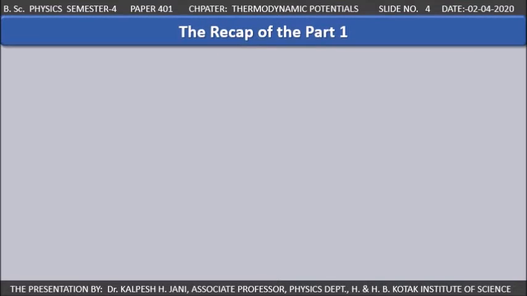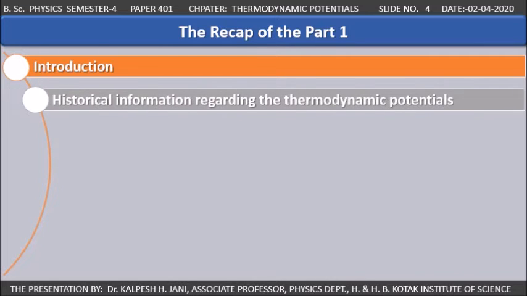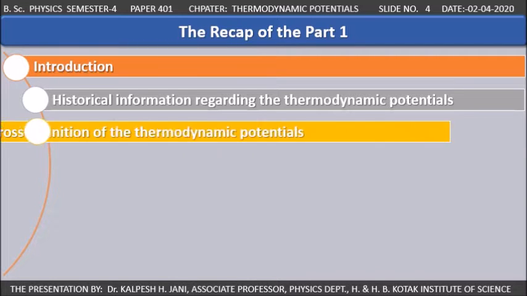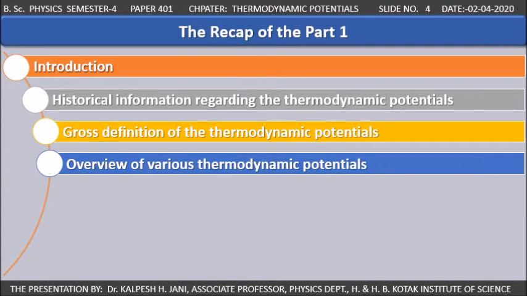So friends, let us take a recap of the things that we have studied in the first part. We started with the introduction of the thermodynamic potential, then we went to give the historical information regarding the thermodynamic potential terms. Then we proceeded to have the gross definition of the thermodynamic potential, various types of the thermodynamic potential. We had the overview of the various types of thermodynamic potentials.